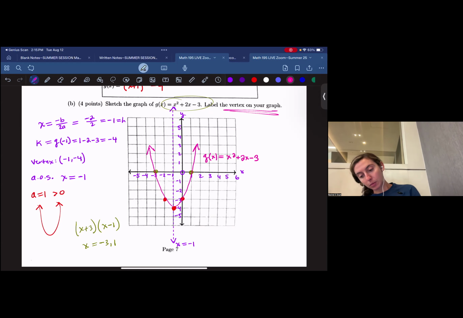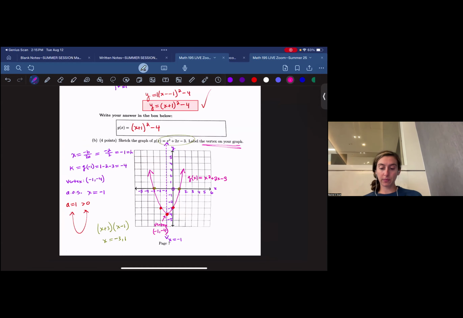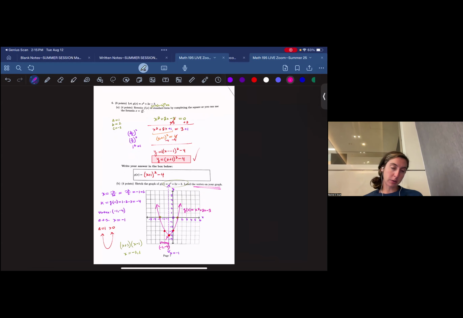And then it says to label your vertex too. So our vertex is all the way at the bottom. We have a minimum at coordinate negative 1 comma negative 4. And there we have it. We just graphed a quadratic function.